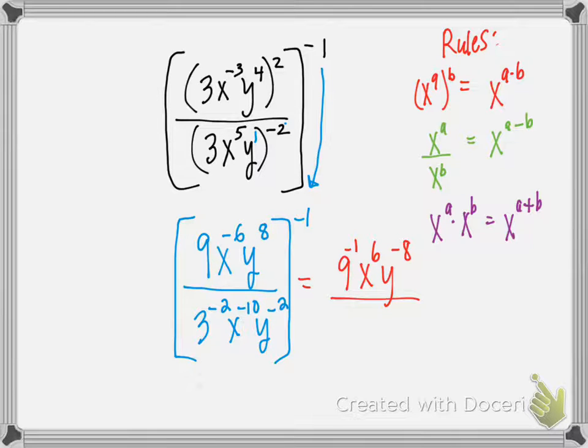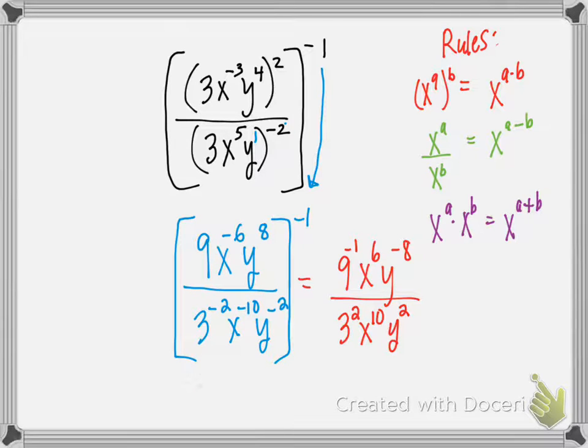My denominator, you're applying this negative first to all 3 parts again. So if I have 3 to the negative second raised to the negative first, multiply the exponents, negative 2 times negative 1 is positive 2, so it's 3 squared. Now I'm taking x to the negative 10th and raising it to the negative first, multiply the exponents, negative 10 times negative 1 is positive 10. And lastly, y to the negative second raised to the negative first, multiply your exponents. So negative 2 times negative 1 is positive 2.